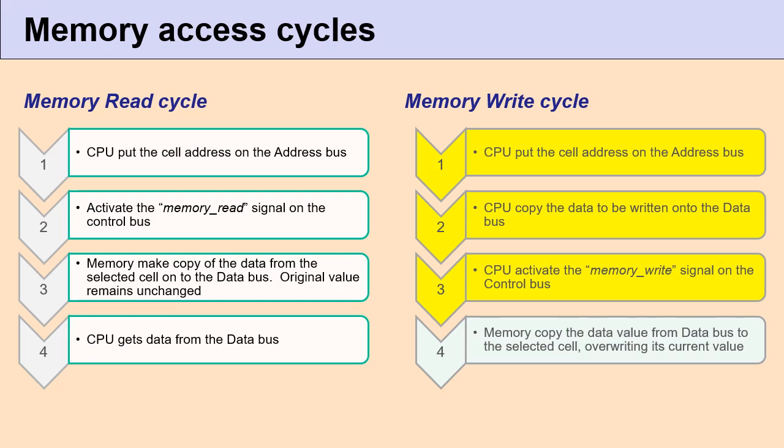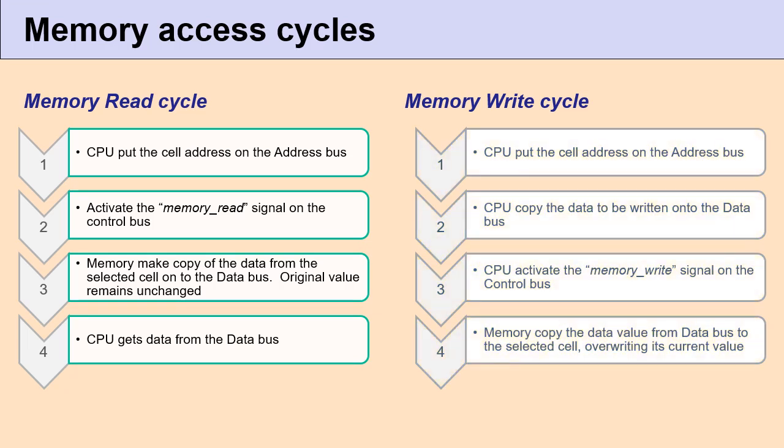Because now we have the address in the address bus and the data in the data bus, the control bus signal will tell the memory that the data has to be copied into the addressed memory cell. For that purpose, the CPU activates the memory write signal in the control bus. When the memory sees these signals, it knows that there's a valid address in the address bus and valid data in the data bus, and it has to copy the data bus content into the memory cell. When you do that copying, it will overwrite any previous value that was held in that memory cell. So that completes the memory write cycle.